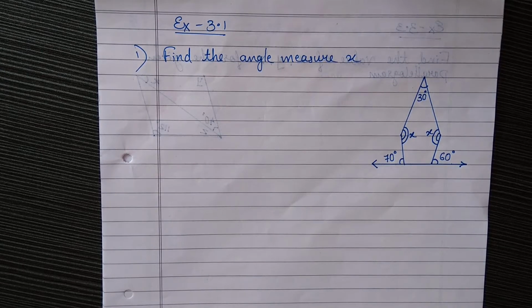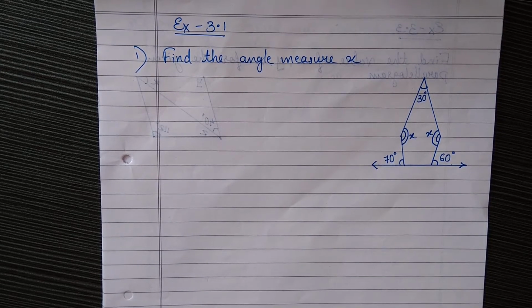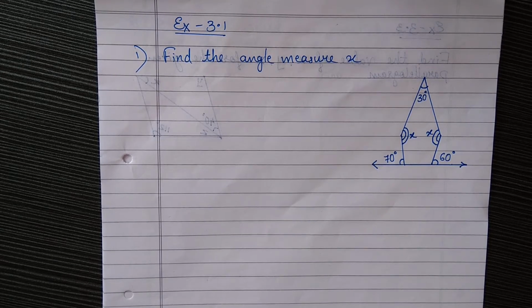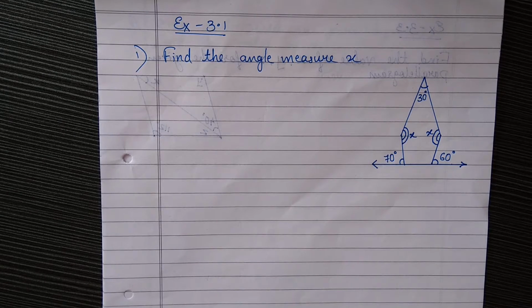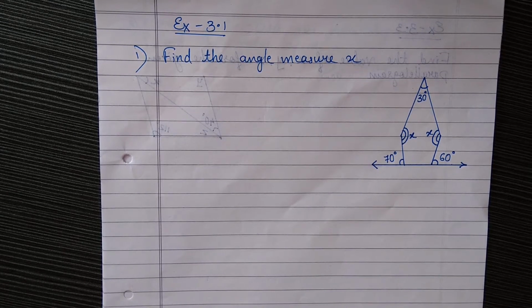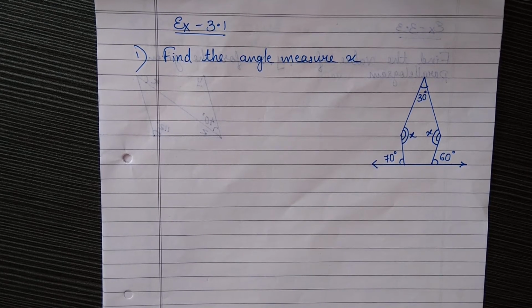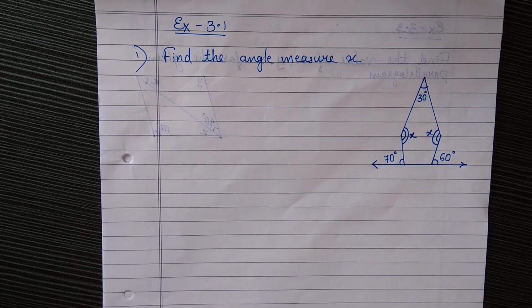Today we will continue our chapter number 3, that is understanding quadrilaterals. In the previous video I had explained all the properties of quadrilaterals, all the properties of polygons, different types of polygons, and today we will be starting our textual exercise. So let us start with exercise 3.1. I'll be solving the important sums, you can say exemplars, right?